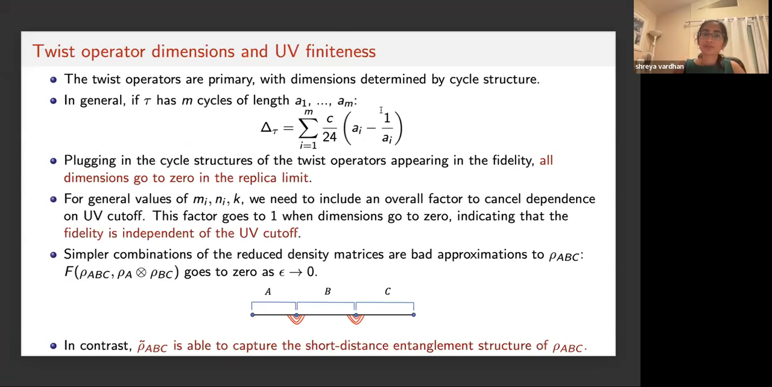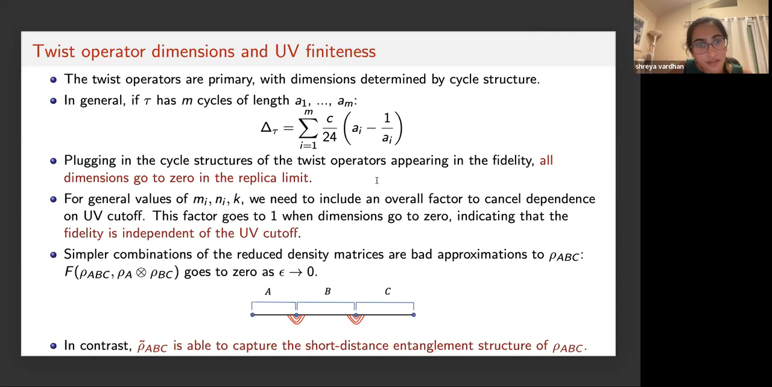Now we can use general facts about such twist operators in a conformal field theory. In particular, we can use the fact that the twist operators are primary operators whose dimensions are determined entirely by their cycle structure. So if the permutation tau has m cycles, which have lengths a1 through am, then the dimension is given by this formula.